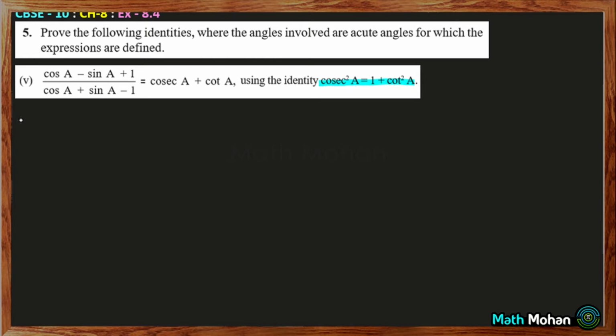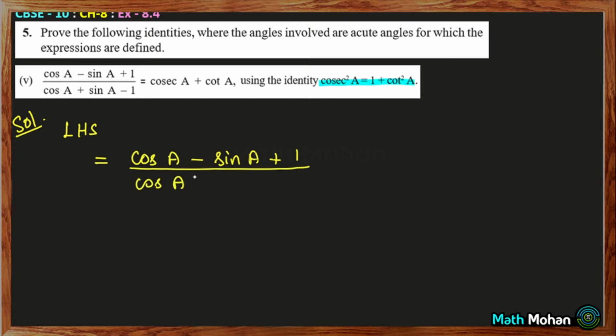As usual, let's start with the left hand side of the equation. What is given in the LHS? We have cos A minus sin A plus 1, divided by cos A plus sin A minus 1. If you check the right hand side of the given equation, you have cosecant A in it. You can get that only by taking the reciprocal of sine, that is 1 by sine A gives us cosecant A. To bring that form, we can divide all the terms, both in the numerator and denominator, by sine A. That is what we are going to do here.